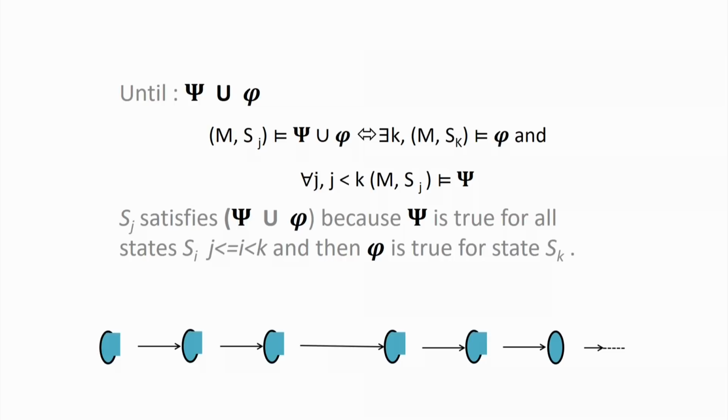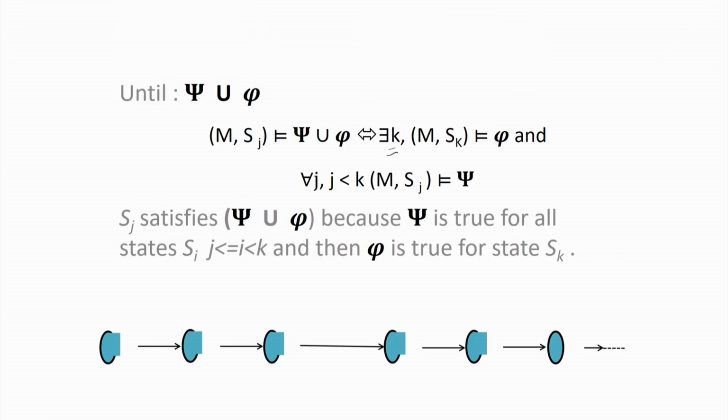So, here you just see it says that in this particular state S j, psi until phi holds, provided there exists some k where M, S k models phi, and in all j where j is less than or equal to k, M, S j models psi. Okay. So, in that particular case we say that in the state S j, psi until phi is true.